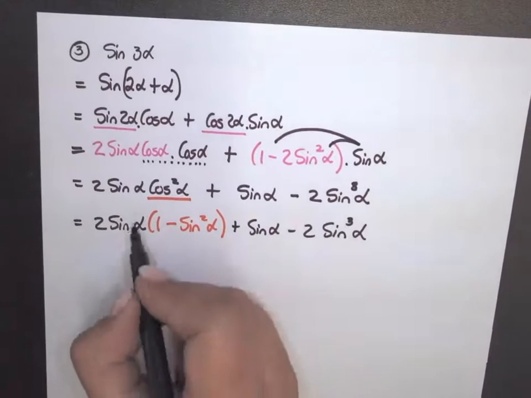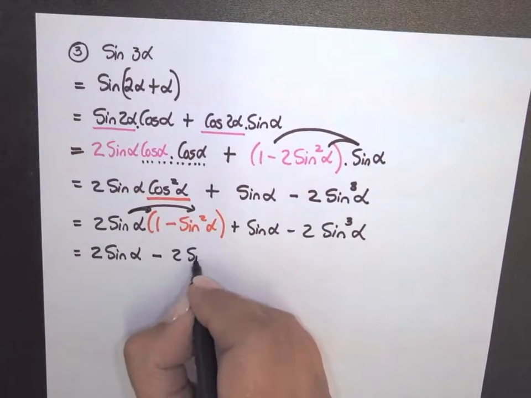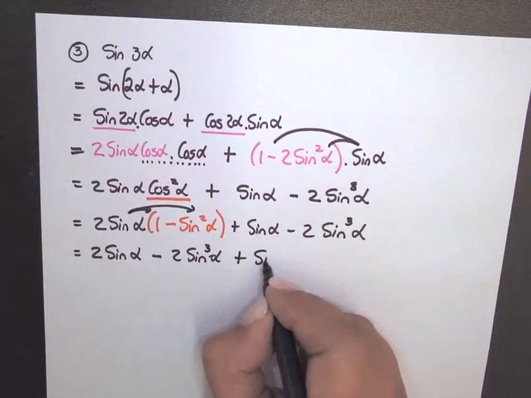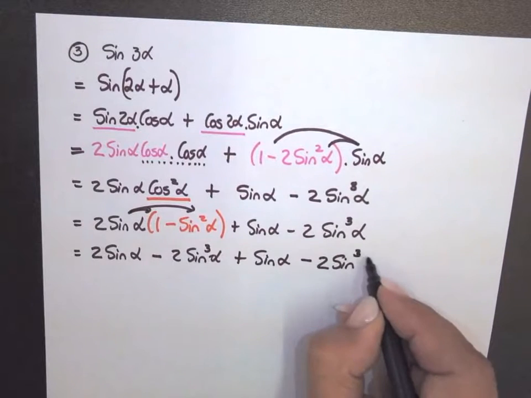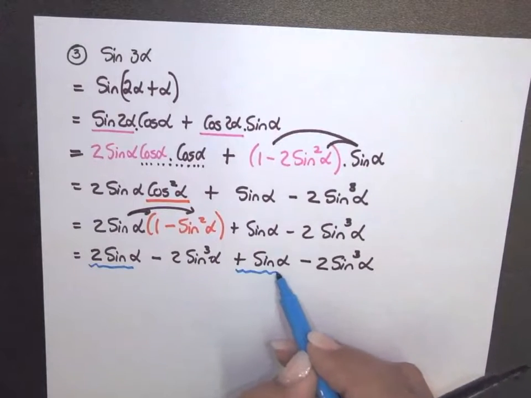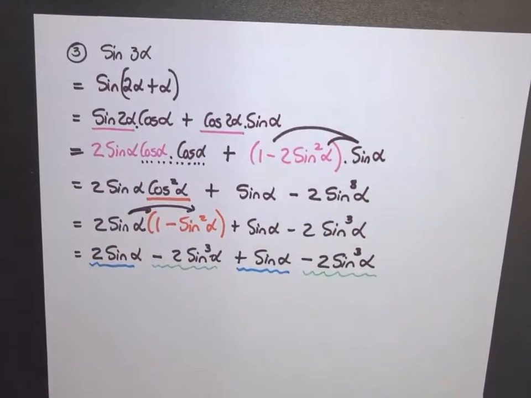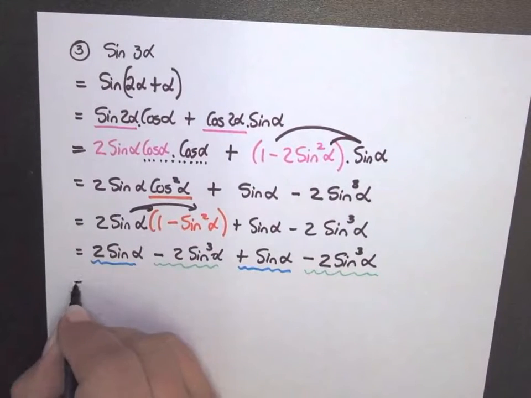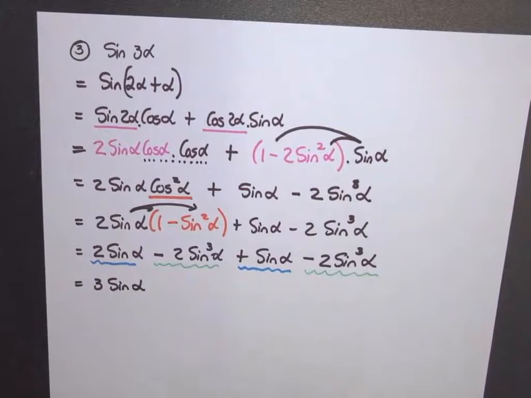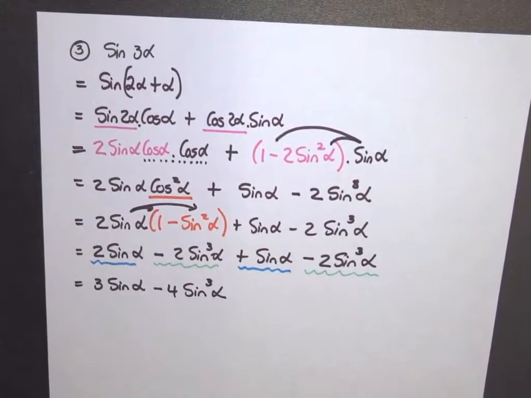Again, we can use the distributive law to multiply these in. 2 sine alpha minus 2 sine cubed alpha plus sine alpha minus 2 sine cubed alpha. What do you see now? Like terms. There's a sine alpha and there's a sine alpha. And here we have the cubed ones. So we can add those. 2 sine alpha plus 1 sine alpha is 3 sine alpha. Negative 2 and negative 2 gives me negative 4 sine to the power of 3 alpha. And that's the final answer.